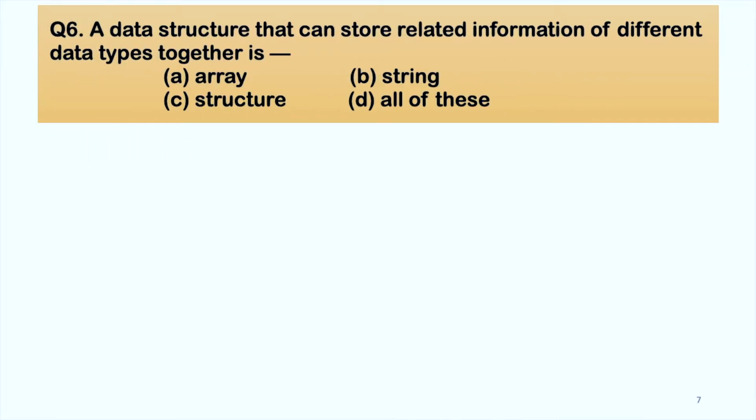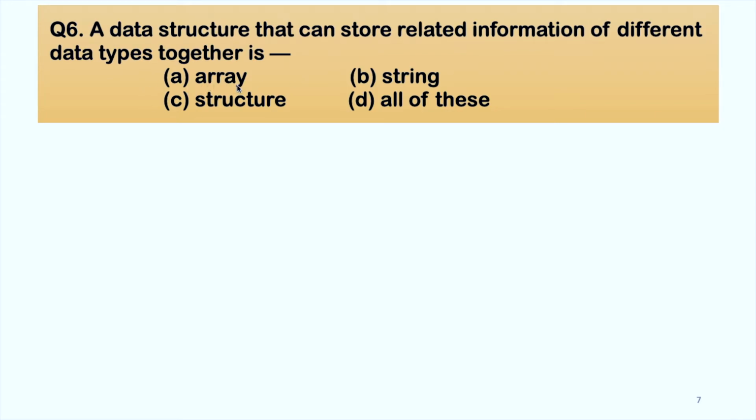Okay. Now the next question: a data structure that can store related information of different data types together. Different data types means some primitive data types, integer, character, floating point number, or maybe non-primitive data types also, that is derived data types. So what is that data structure called? Probably you know the answer, but I will not tell the answer right now.